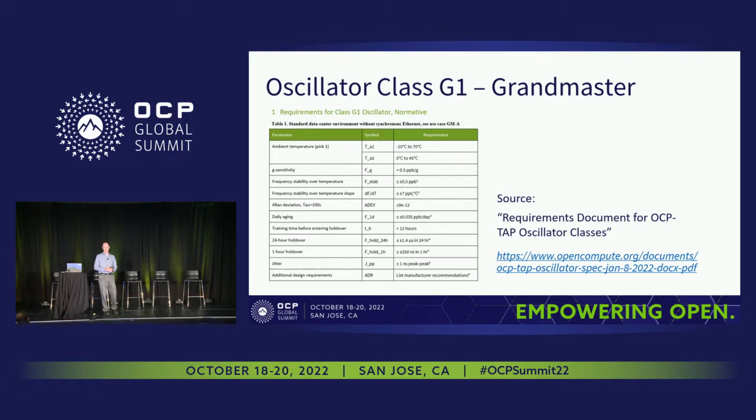So the first class that we finalized in terms of the requirements is the grandmaster class in a typical, conventional data center environment. And this one we're calling class G1, G for grandmaster and 1 for the first one. It's probably a little bit too hard for you to read the actual specs, but there's a document linked here. If you're interested, you can go look at it online. It spells out the requirements for frequency stability over temperature, for G sensitivity, for aging, holdover, all the requirements necessary to operate in a standard data center environment without synchronous Ethernet.